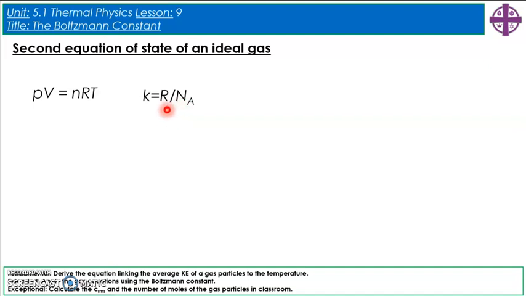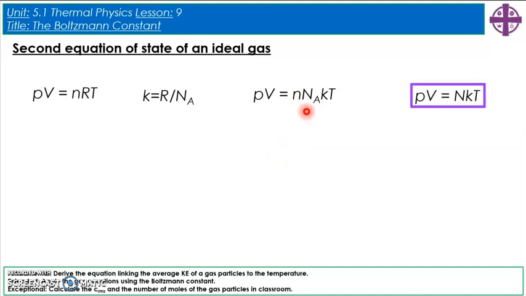We're going to rearrange this to make R the subject. So R equals k times N_A, and we're going to substitute that into there. That gives us PV equals n N_A kT. What we can see here is we've got number of moles times Avogadro's number. That is just the number of particles we've got, or the number of molecules. So this gives us our second equation of state for an ideal gas. It's pressure times volume equals the number of molecules times the Boltzmann constant times temperature.